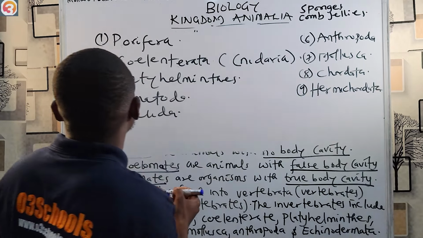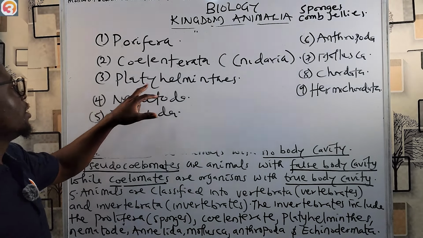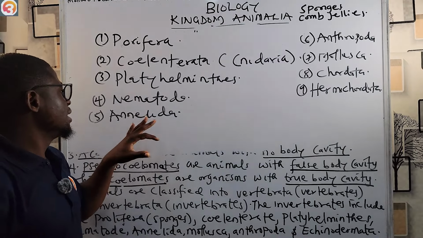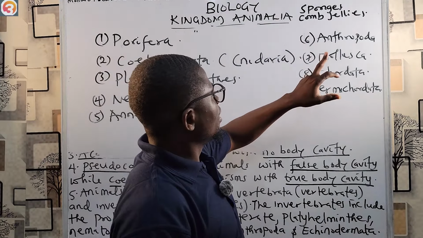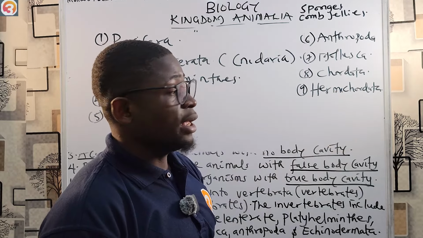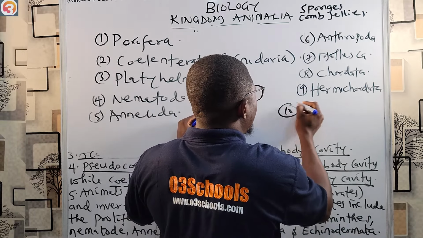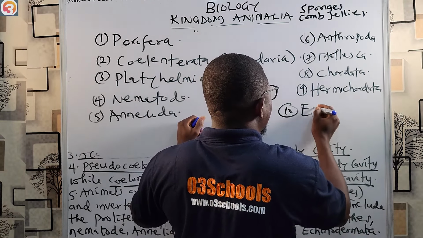Hemichordata. Okay, remaining one: porifera, coelenterata, platyhelminths, nematoda, annelida, arthropoda, mollusca, chordata, hemichordata. We also have echinodermata. Okay, echinodermata.